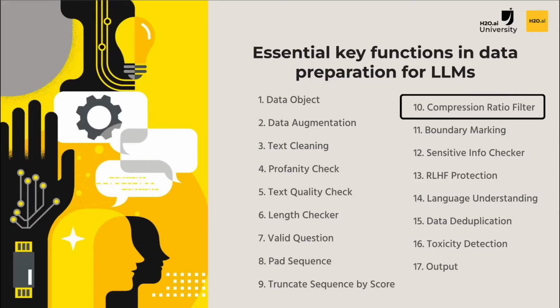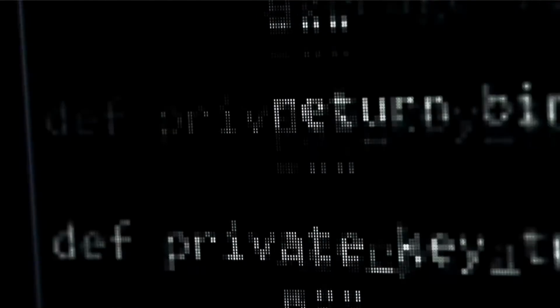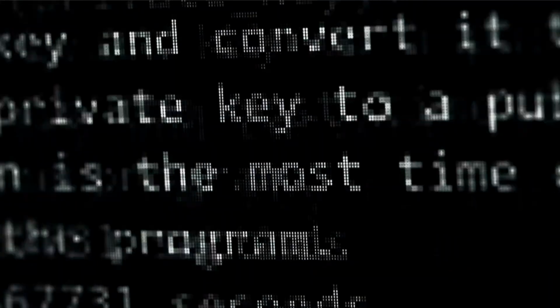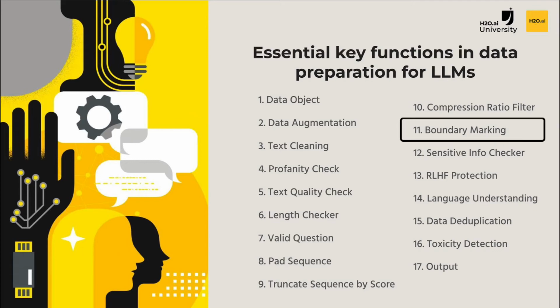Compression ratio filter. Designed for text summarization tasks, this feature filters data by comparing the compression ratio of summaries. For example, filtering out summaries of articles that are too short or too long compared to the original content. Boundary marking. For text summarization tasks, this function adds start and end tokens to the summary text. Example: adding start and end tokens to the beginning and end of the summary to indicate its boundaries.